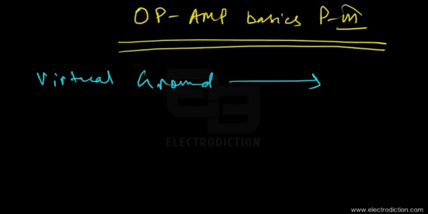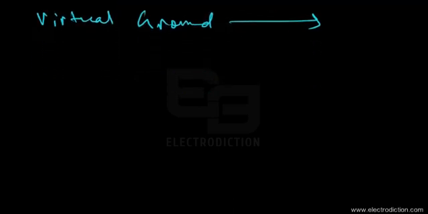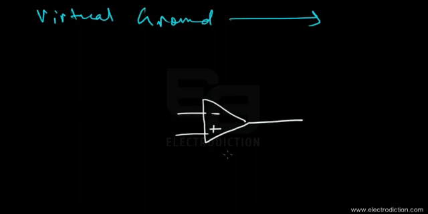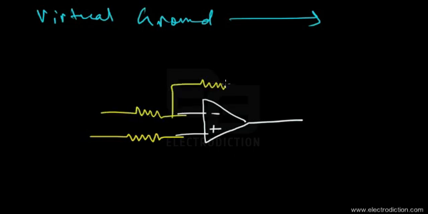In order to explain the concept, I'll take the help of the open loop op-amp. So there you go, that's the op-amp. Here are its two input terminals, let's take them as the non-inverting and inverting inputs respectively. Now if we modify this circuit, connecting two input voltage sources over here, and having a feedback path.